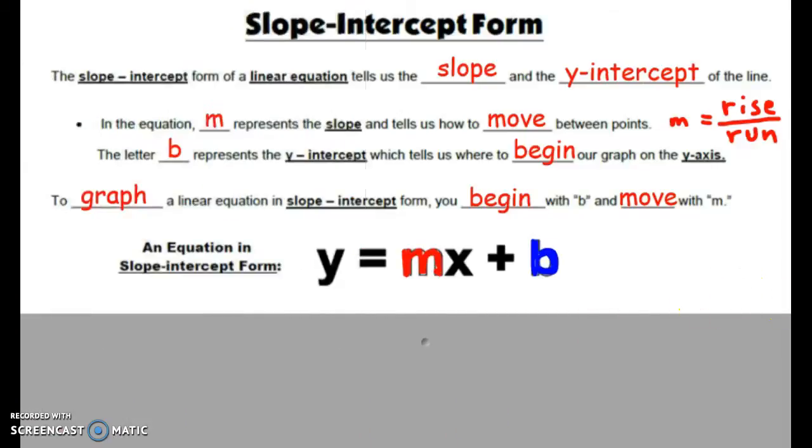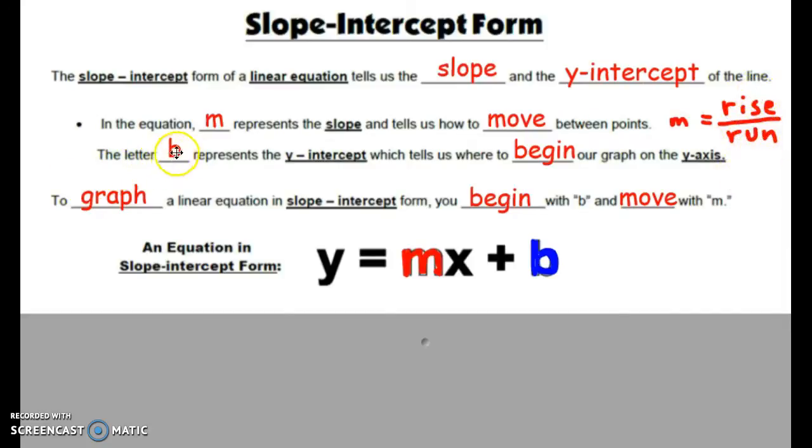So the top of your handout looks like this, and there's some basic information that we need to review about slope-intercept form. The slope-intercept form of a linear equation tells us the slope, and it tells you the y-intercept of the line. We remember that in an equation, m represents the slope, and when we use this technique to graph, slope is going to tell us how to move between the points. Remember, slope means we are rising and then we are running.